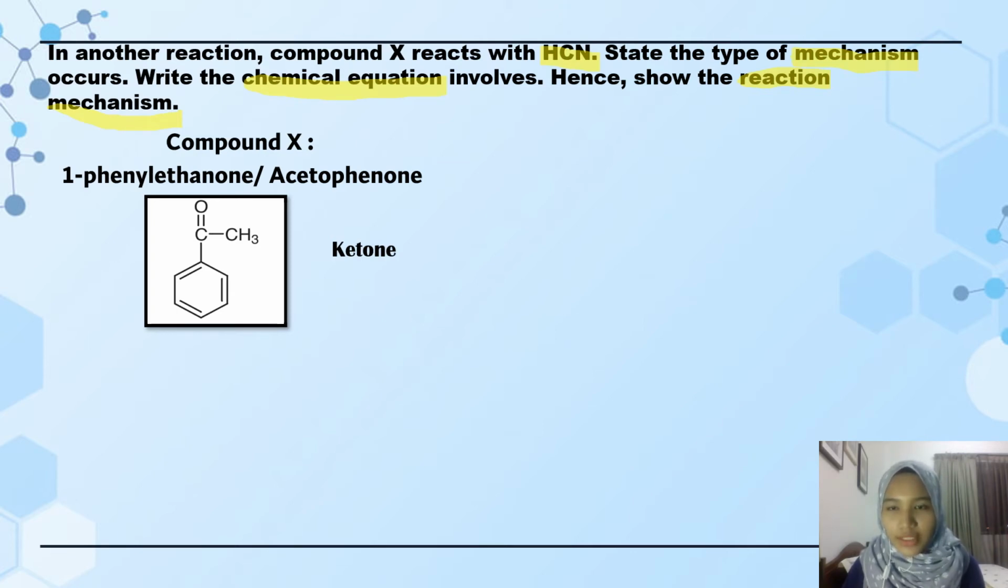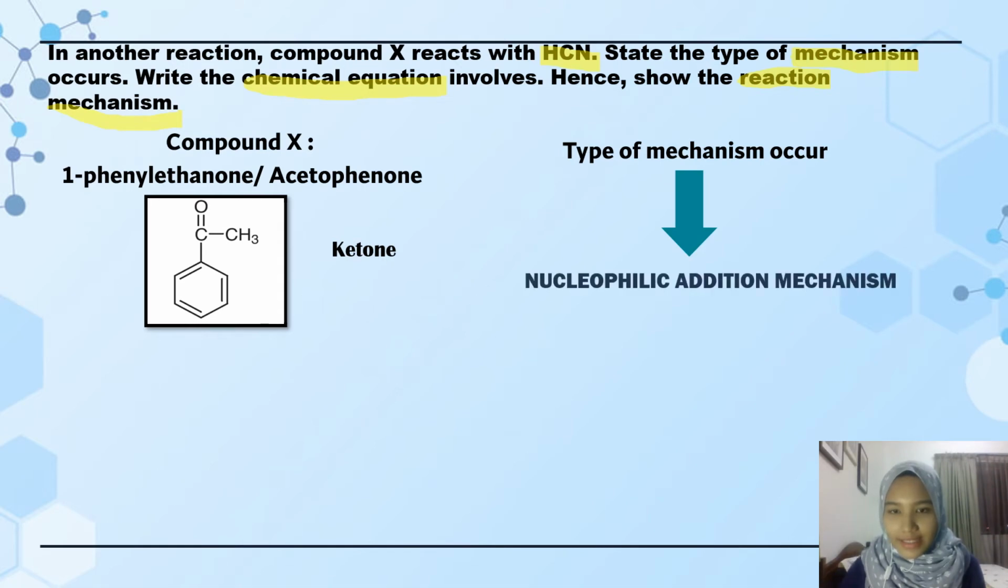Now we need to know the type of mechanism that occurs when compound X reacts with HCN. So what is the type of mechanism? Can you guess it already? Yes, it is a nucleophilic addition mechanism. So we are done with the type of mechanism. Let's move forward to the chemical equation that is involved.